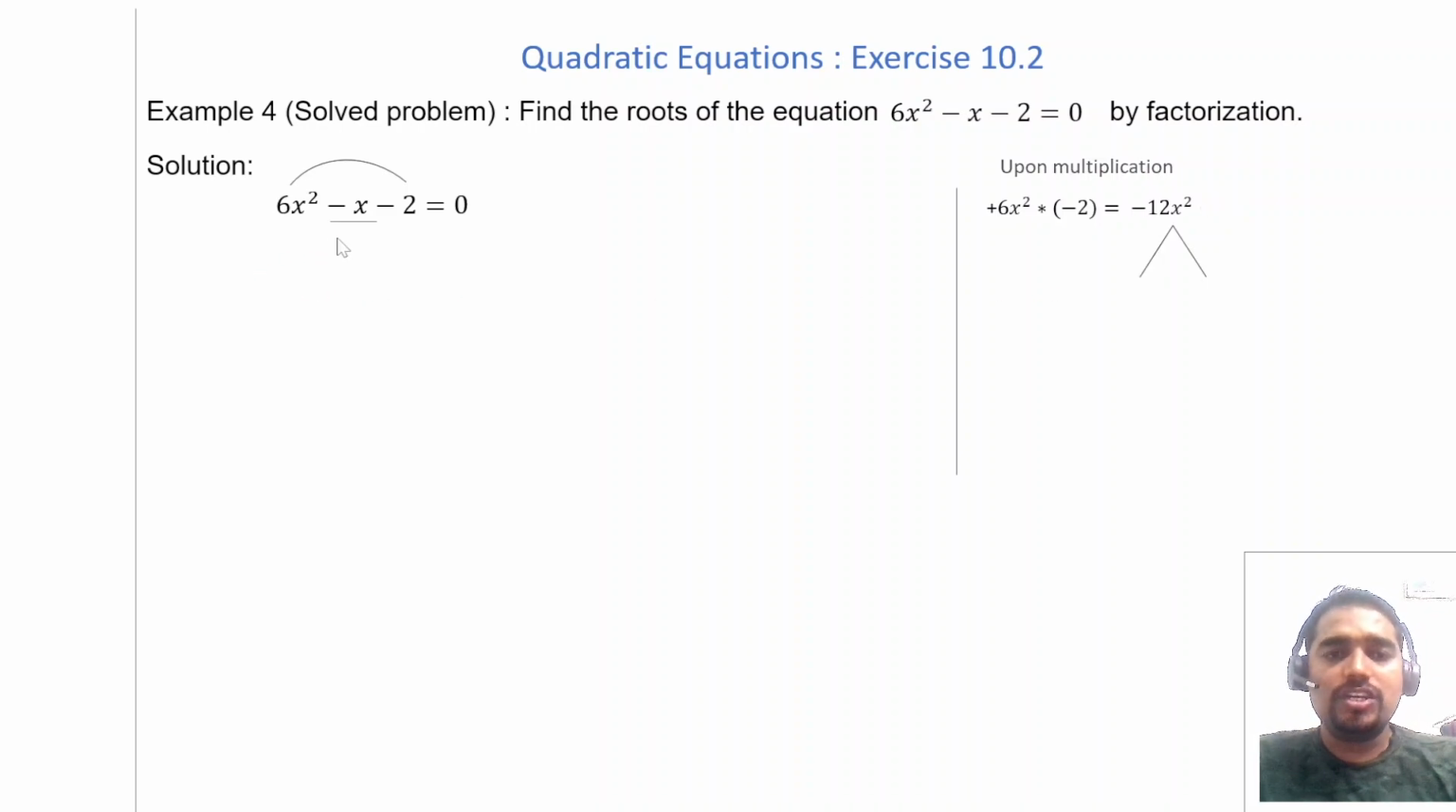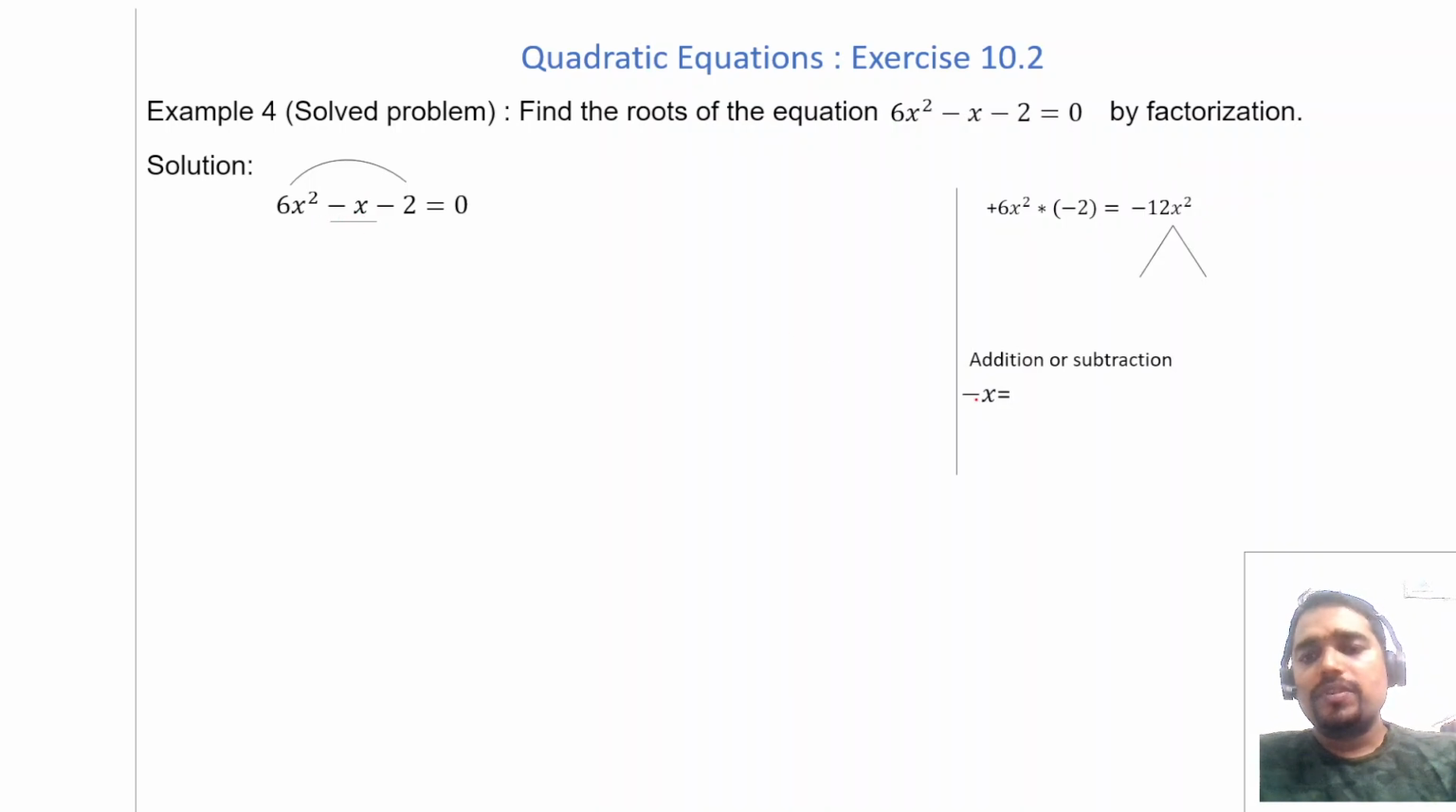Also the second condition to be satisfied is the middle term, that is minus x. We have to obtain this term by adding or subtracting the factors we consider. Now we will see how to select the factors. So what are the two conditions to be satisfied? Upon multiplication of the selected factors we will have to get minus 12x square. Upon addition or subtraction of the factors we will have to get minus x.